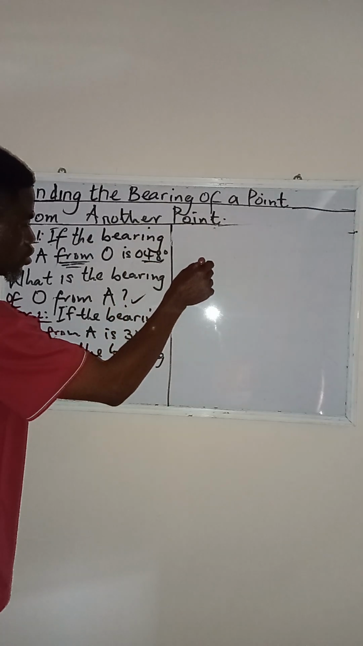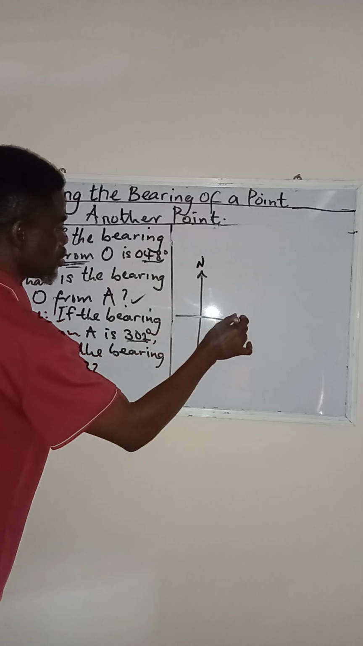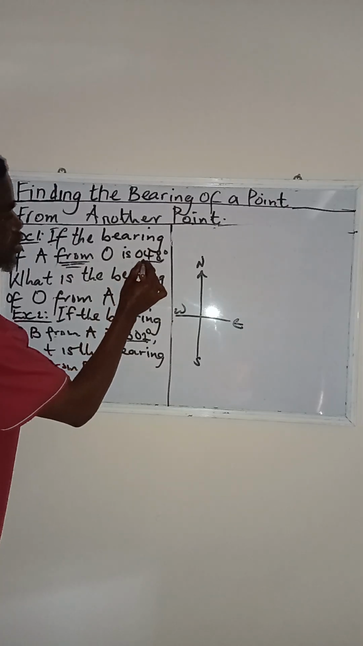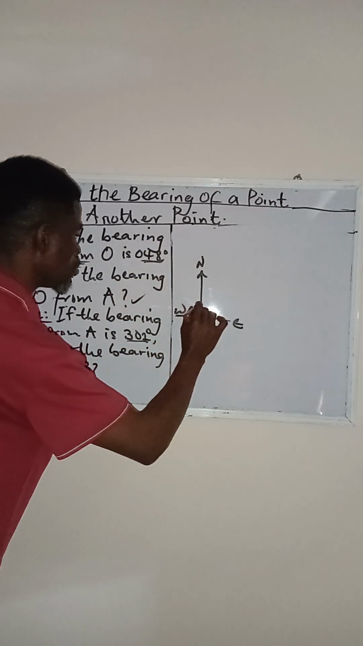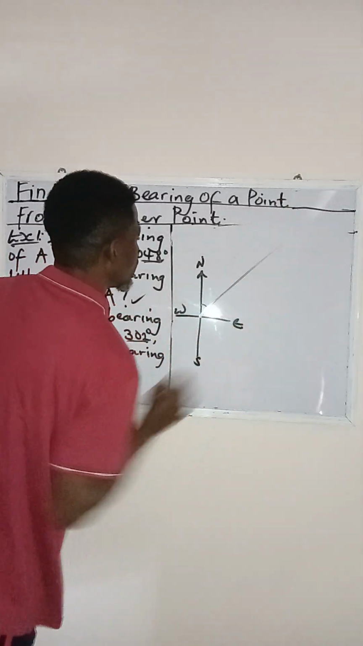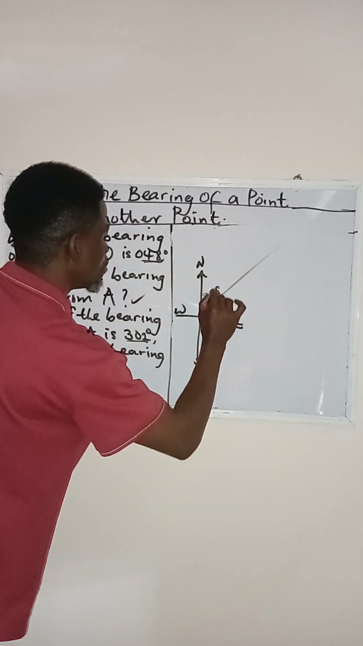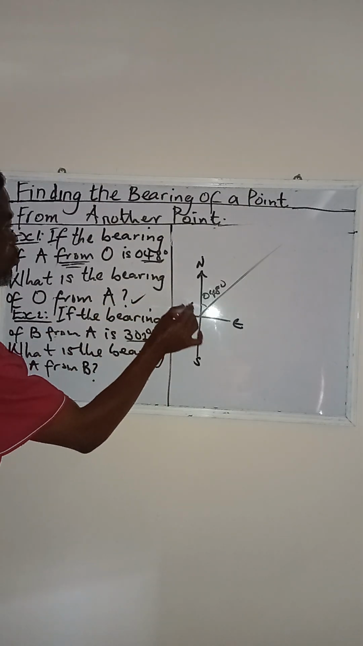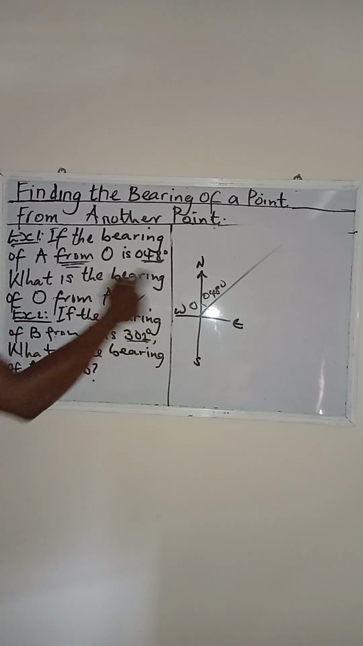So what do you do? Just draw your cardinal points, which are north, east, south, and west. This 048 degrees falls under the northeast, so it falls under 90. Just go and draw a line. Here is going to be 048 degrees. Good. Now, this is O. From O, this is O, so it means that this angle belongs to O, not A.